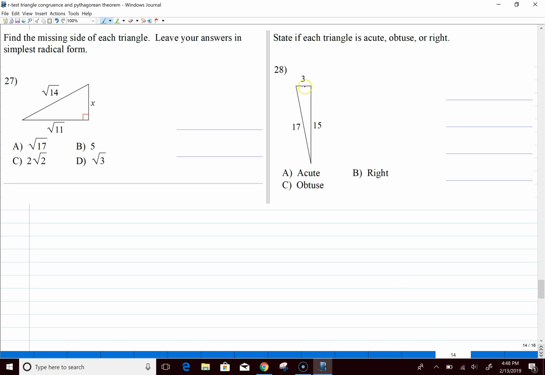Number 28. State whether the triangles are acute, obtuse, or right. So remember the biggest number. Which one's the biggest number? Right here. This is the biggest number. This has to be C. Smallest number is A. Middle number is B.